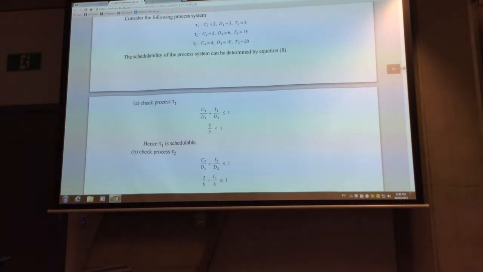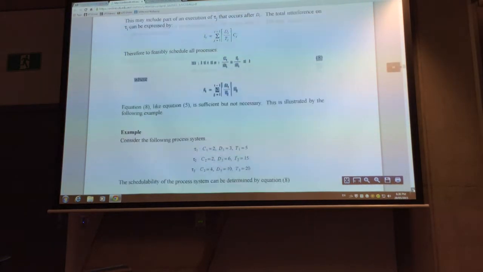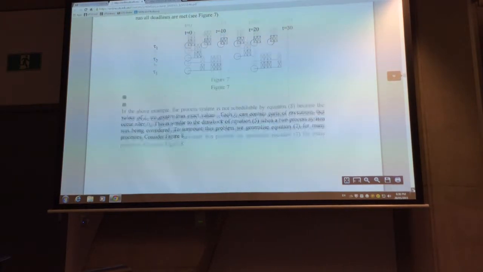In the example we looked at had 3. So the test for schedulability for an arbitrary number of processes would be the imprecise, not quite so precise interference factor there, and of course the more precise version down here.